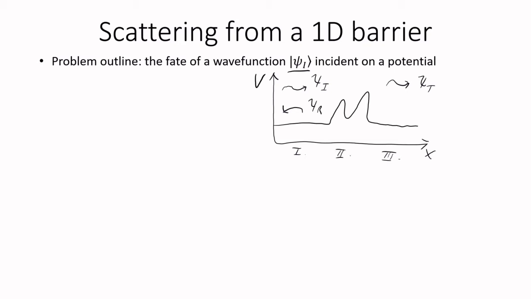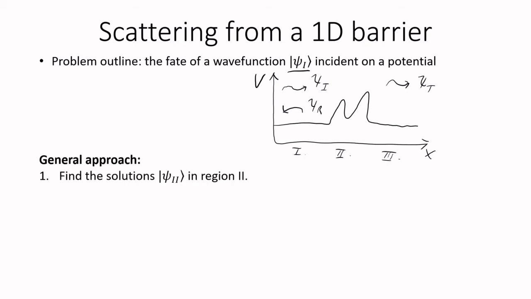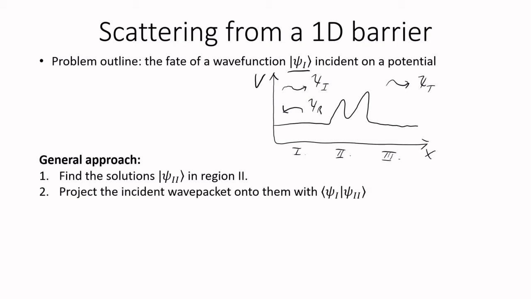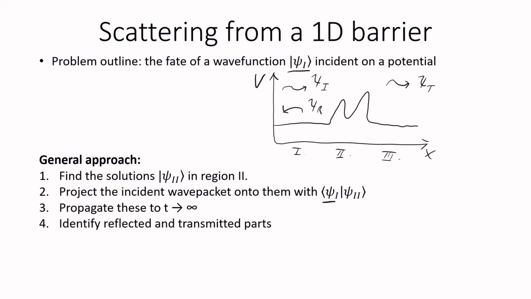Now the general way to approach this would be to find the eigenstates of region 2, the potential barrier. Knowing that, we can simply project our incoming wave packet onto these solutions, essentially finding out how the incident state translates into the space within the barrier, into region 2. This can then be propagated to time equals infinity using the Schrödinger equation, and that should in principle give us the reflected and transmitted parts.